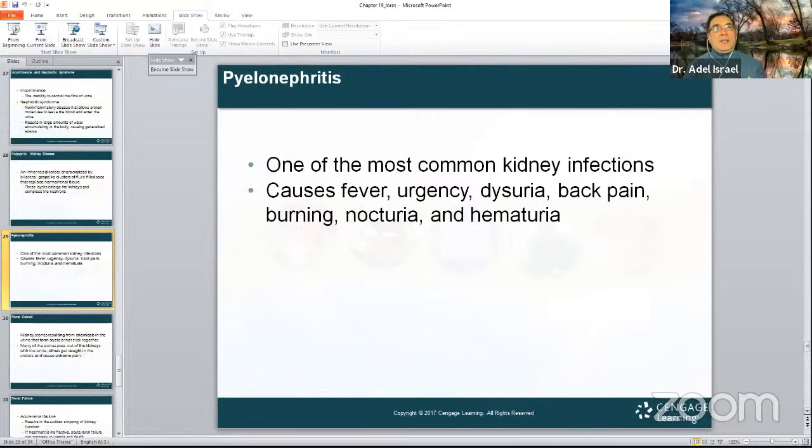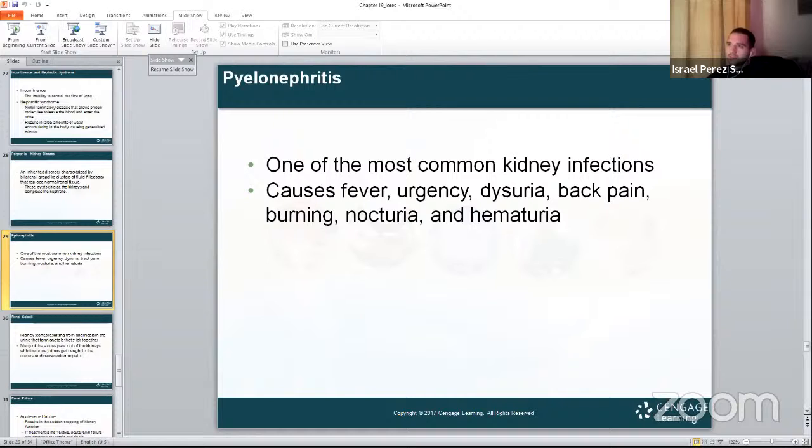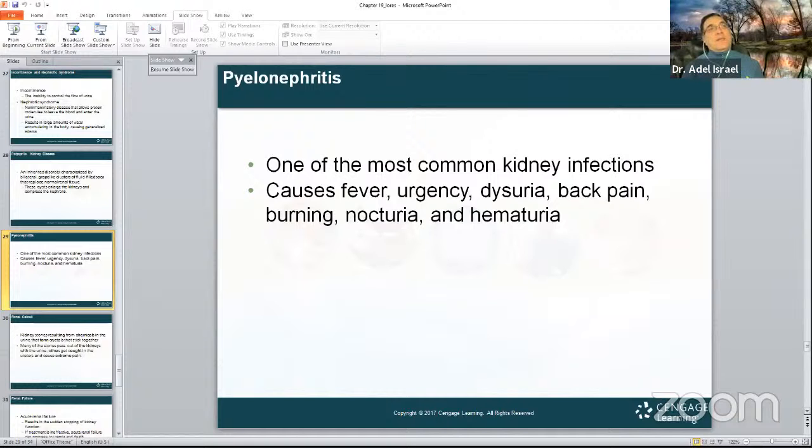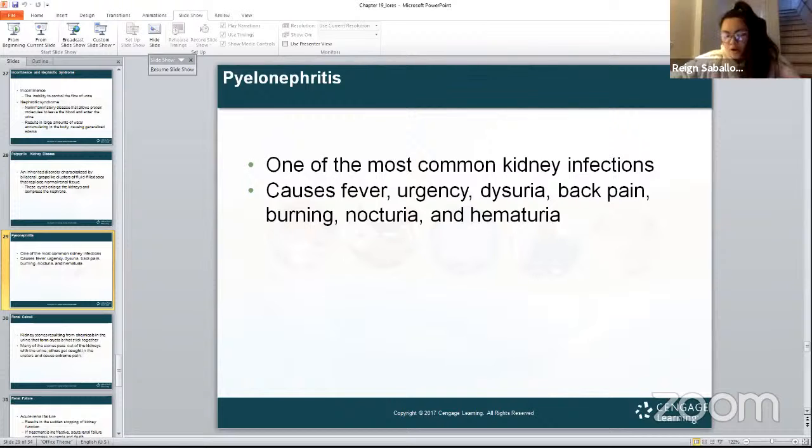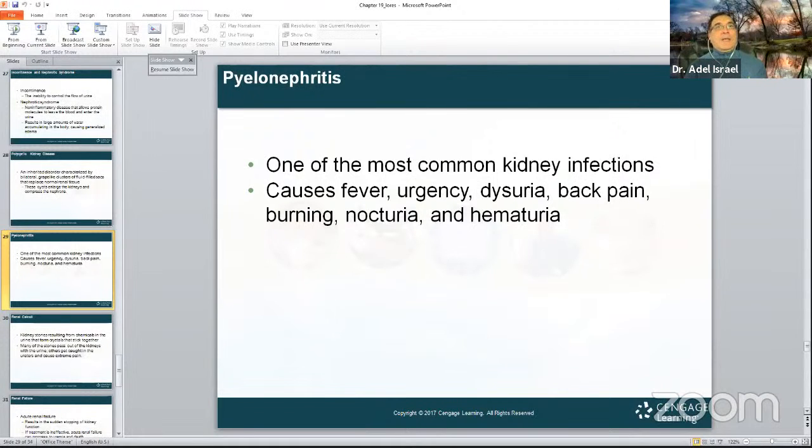What do we mean by hematuria, Israel? Hematuria means what? Fina, what does hematuria mean? Sorry, I don't remember. Okay. Reen, what is hematuria? Honestly, I think it's blood in urine. Correct answer. Very good. Hematuria means blood in urine. Correct answer, Reen. Thank you.